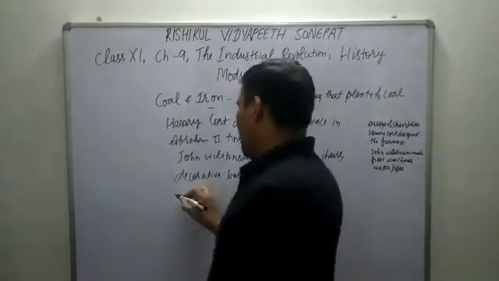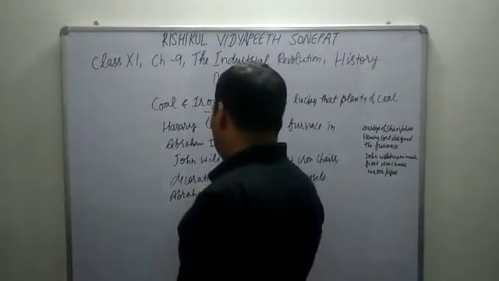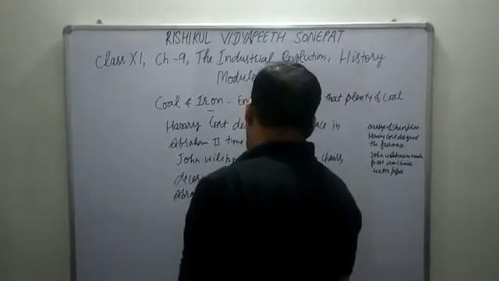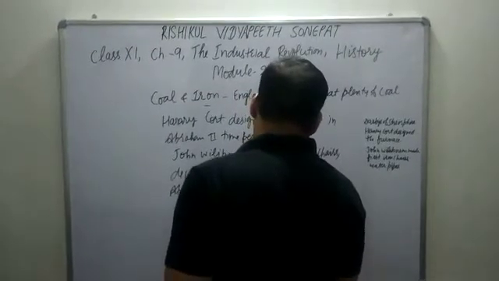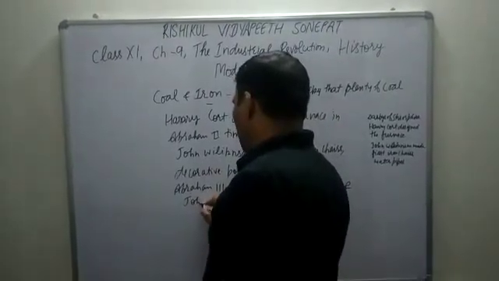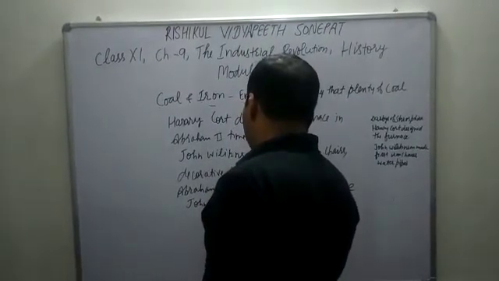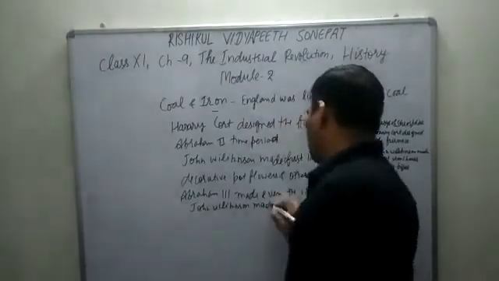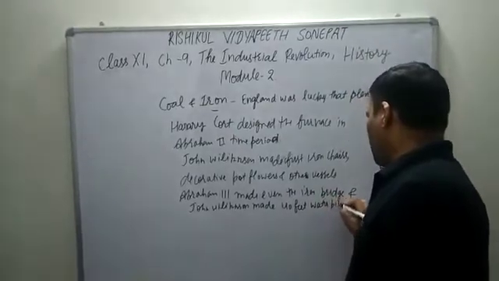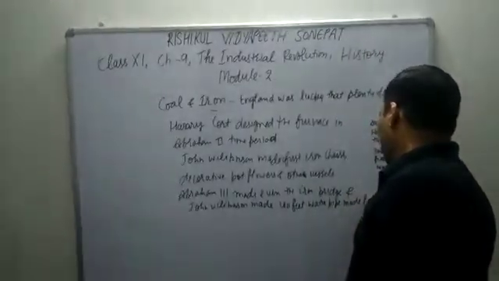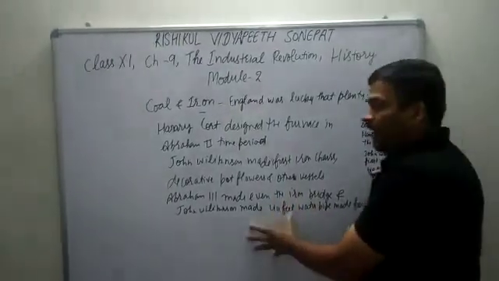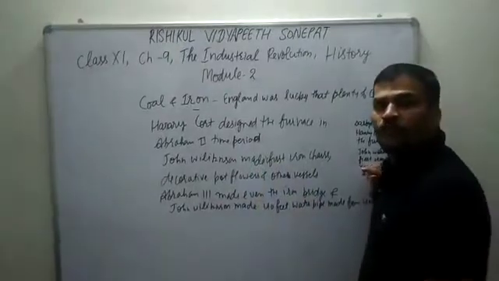Now Abraham even made the iron brazier, and John Wilkinson made a 40 feet water pipe from iron. Now you can see that technology was used in a different way.